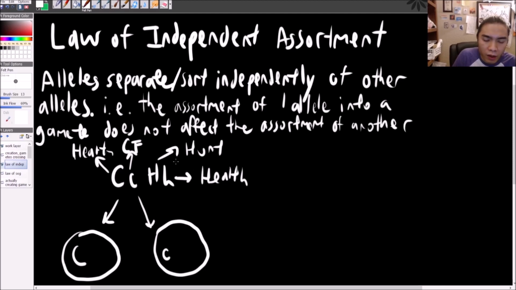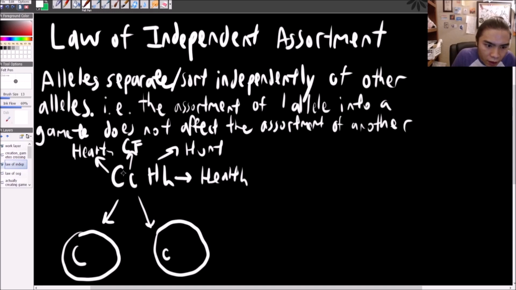So the law of independent assortment says that, okay, I think a better way to think about it would be if it was not independent. So it was dependent assortment. Let's say that this big C and this big H are linked together. So if you have a big C, that big H will follow it. And if you have a little c, that little h will follow it. So that would ultimately result in alleles not being independent of one another, where if you get one allele, there's a much higher chance of getting the other allele. But that does not actually happen.